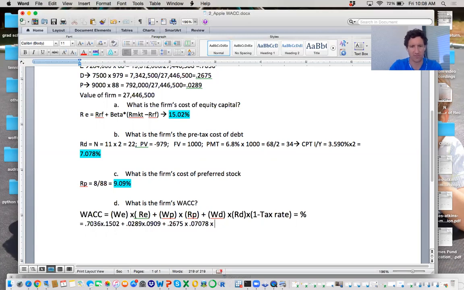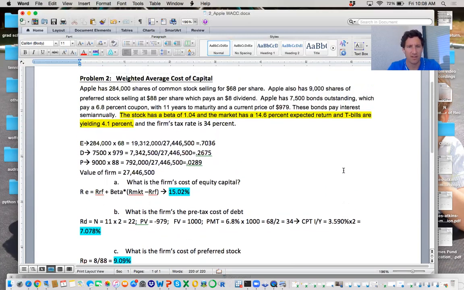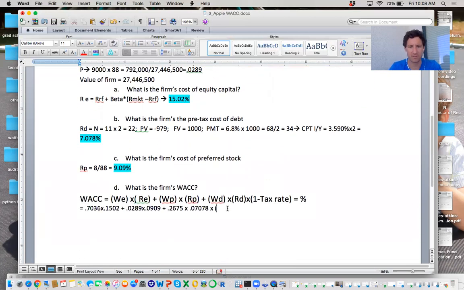And don't forget to adjust for taxes here. Okay, we're given that the firm's tax rate is 34%. So plug that in, 1 minus 0.34. All right, so there's your long, messy formula. You could put it in any order. Just make sure you match up the weight of equity times cost of equity, weight of preferred times cost of preferred, weight of debt times cost of debt. And debt is the only one that we adjust for taxes because it is tax deductible.